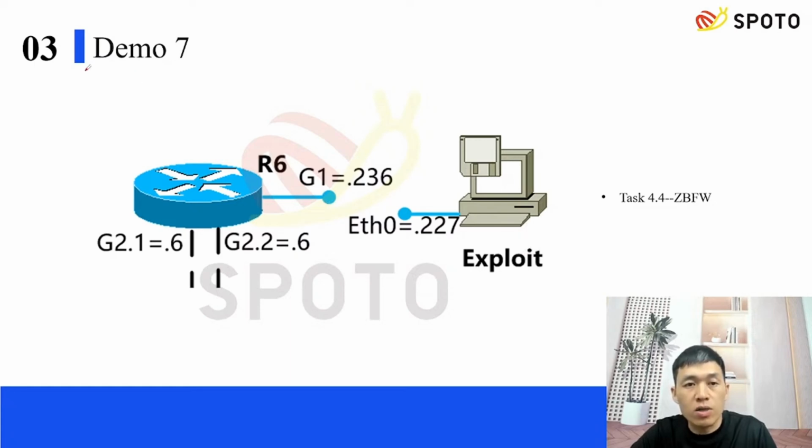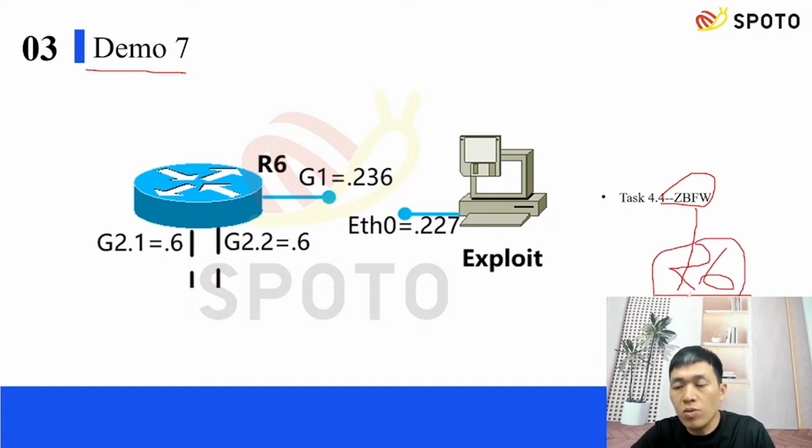Okay, now let's look at demo 7. And this is about zone-based firewall on router 6. It is almost the same as the last version. We will configure on router 14. So different destinations and different subnets, but the rest of the configuration is very similar.